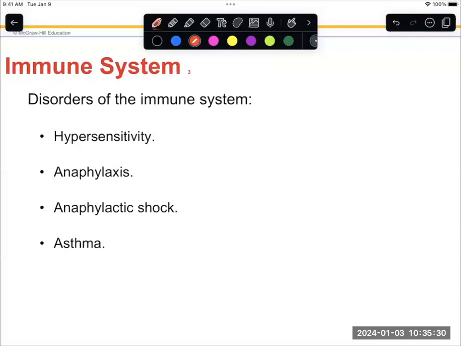Anaphylaxis. This is this very acute, severe allergic reaction. Acute means it happens quick. Asthma is a respiratory disease triggered by allergens. It can also be triggered by stress. There's a lot of different things really that can trigger asthma, but allergies are just one of them.